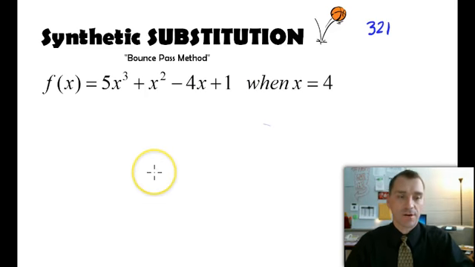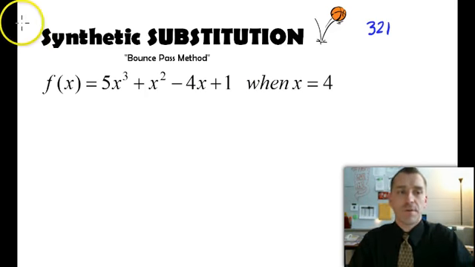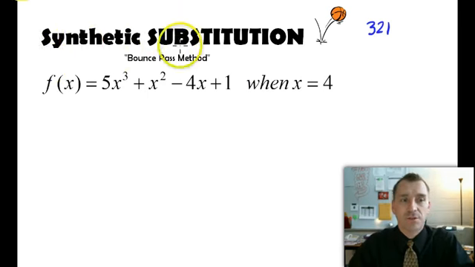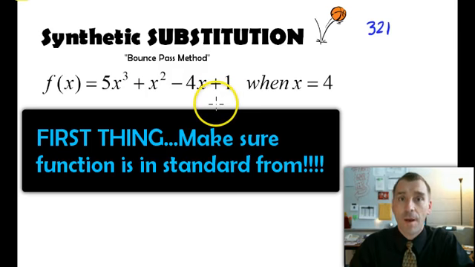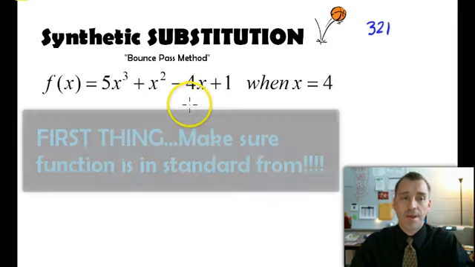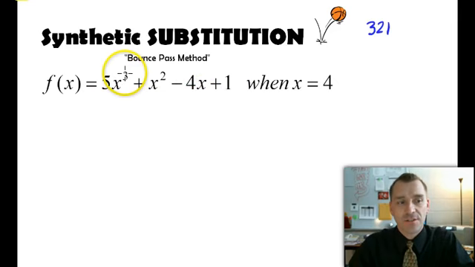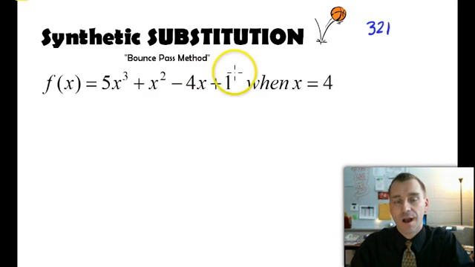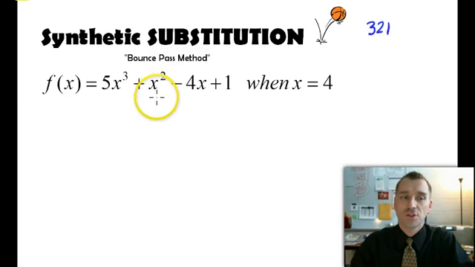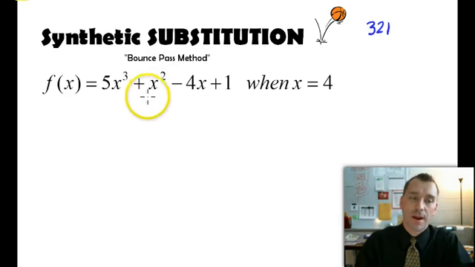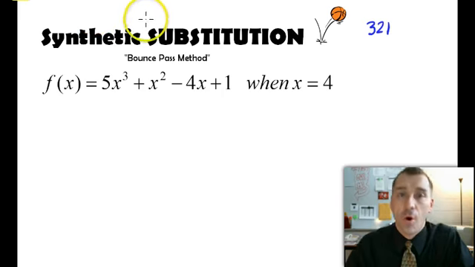So how do you do this? Well, I'm going to give you a couple tips. The very first thing you need to make sure of when you're doing synthetic substitution is that the function is in standard form. If it is not in standard form, then put it in standard form immediately. This one is already in standard form. Second, notice that this has an x to the 3rd, an x squared, an x to the 1st, and a constant term. So every single degree is represented. If, for example, this has x to the 3rd and there is no squared term, you're going to have to put a 0x squared in there. You're going to have to put something in there to hold that spot.